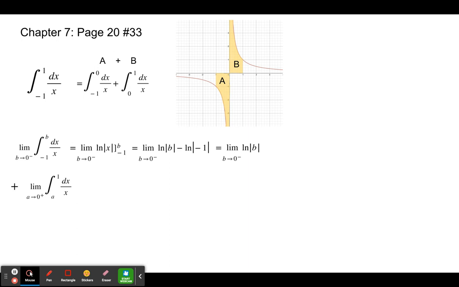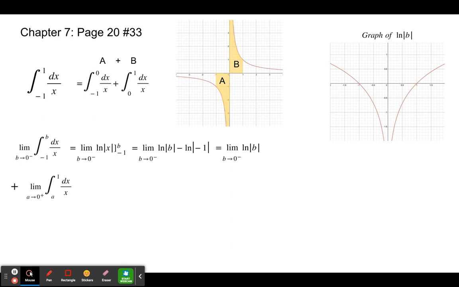So we're just left with the limit as b approaches 0 from the left of the natural log of the absolute value of b. So we're going to go ahead and graph this. If we look on the graph, we're looking at when b is approaching 0 from the left. We can see that it's approaching -infinity. So now we're going to work on region A of this integral.